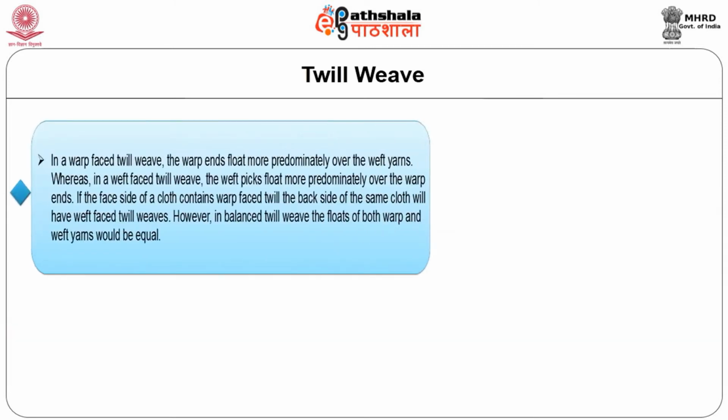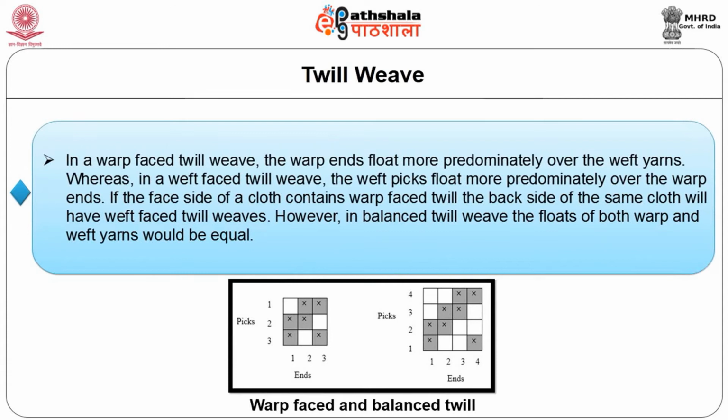In a warp faced twill weave, the warp ends float more predominantly over the weft ends, whereas in a weft faced twill weave, the weft ends or the picks float more predominantly over the warp ends. If the face side of the cloth contains warp faced twill, the back side of the same cloth will have weft faced twill weaves. However, in balanced twill weave, the floats of the warp and the weft yarns would be equal.